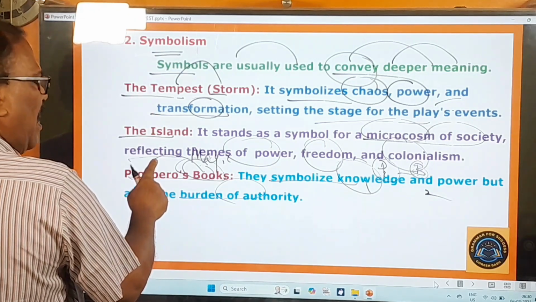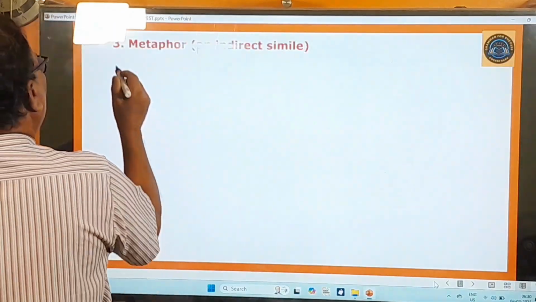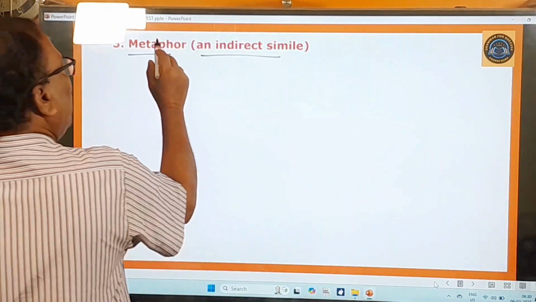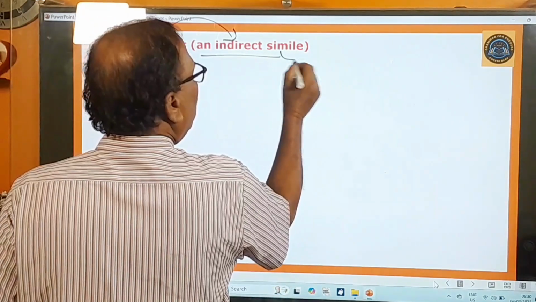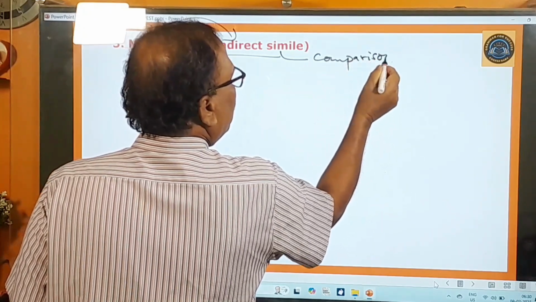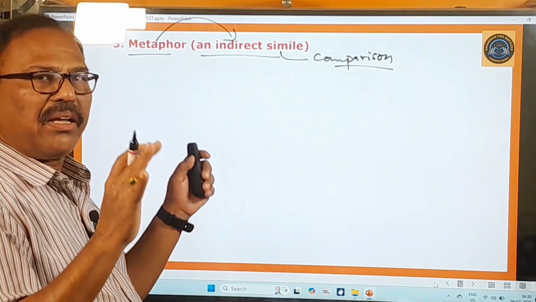Okay, right. And now let's move on to learn about the next literary device. Third one, metaphor, an indirect simile. You know very well, what is this metaphor? An indirect simile. Direct simile is called a simile. So simile means what? Comparison. Simile is nothing but comparison between two different objects, two unlike objects.